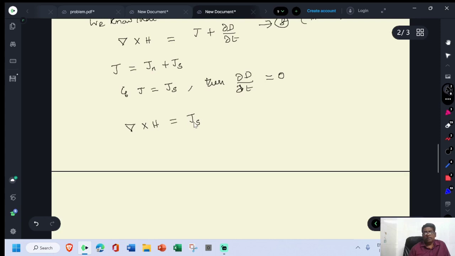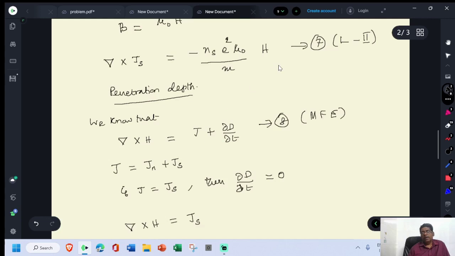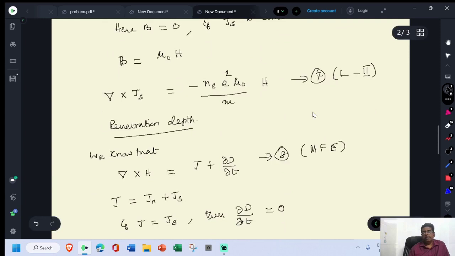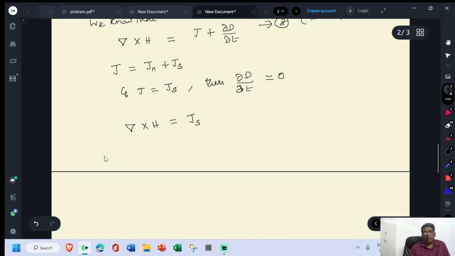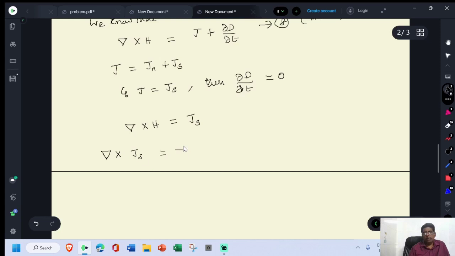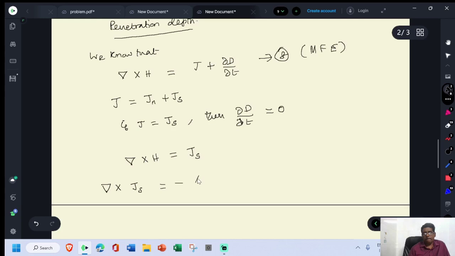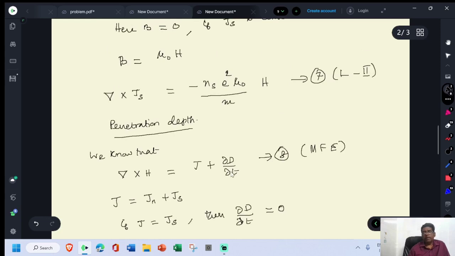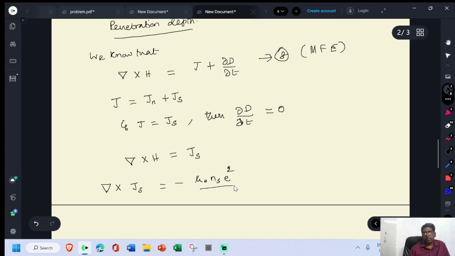Now come to our London equation 2. Take the curl on both sides. Equation 7 is subjected to curl. Write equation 7, del cross Js, which is equal to minus mu naught ns e square divided by m into H.